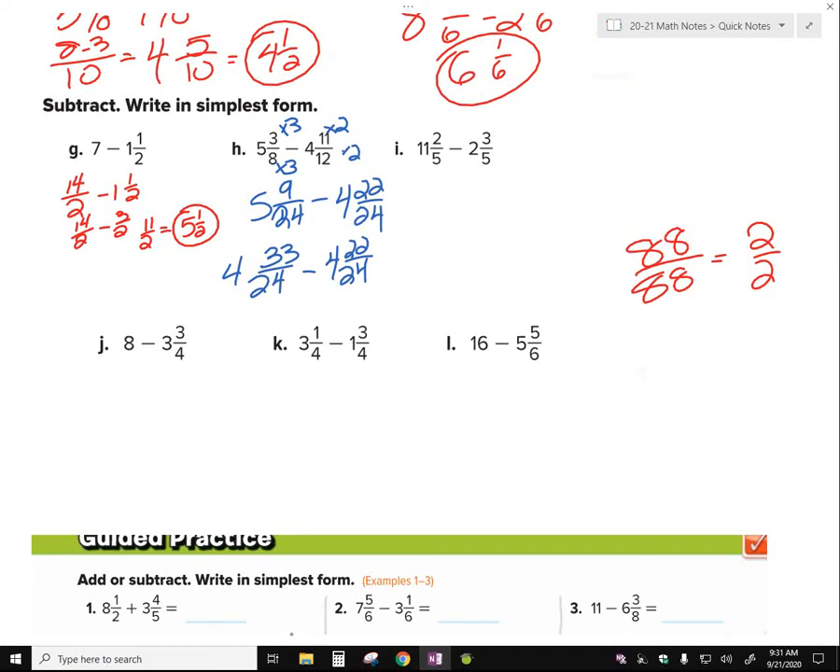There are two different methods, and I'm going to show you both of them. You do not have to do this method. With mathematics, if you can show your work and you get to the correct answer, I don't care what method you choose. 4 minus 4 is 0. 33 minus 22 is 11. 11 24ths.